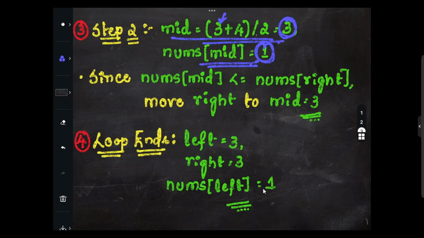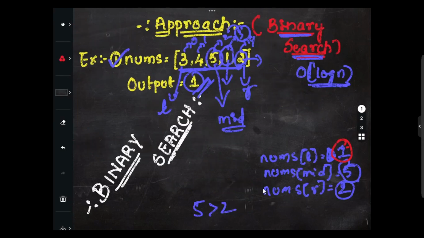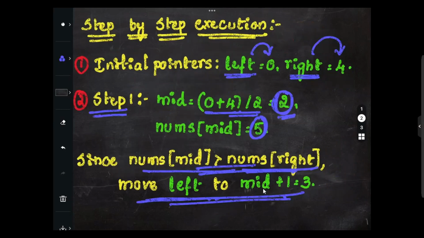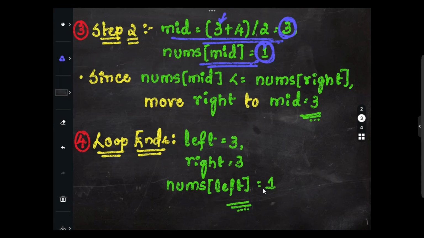Nums of mid is 1, sorry, I got confused here. Here nums of mid is less than or equal to nums of right. Nums of mid is less than or equal to nums of right.